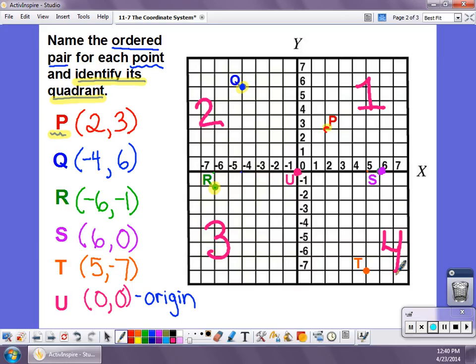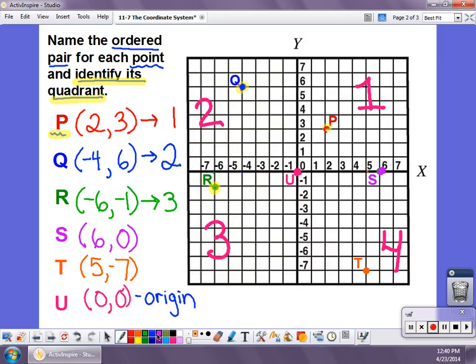So all we really have to do to identify the quadrant is look for the number. P is in quadrant 1. Q over here is in quadrant 2, so we would list that as quadrant 2. R is over here. R is going to be in quadrant 3.